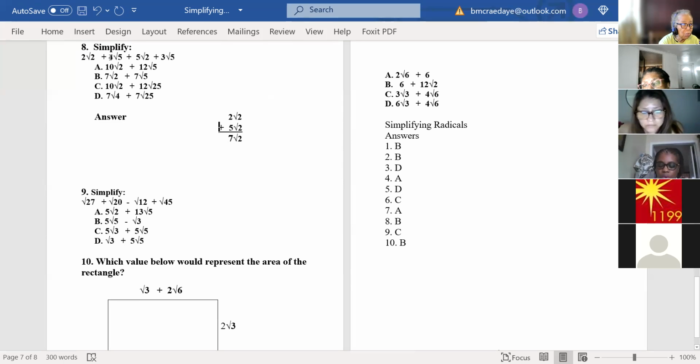Now go to your square root of 5. You have 4 times square root of 5 plus 3 times square root of 5. Alva, what's that equal to?